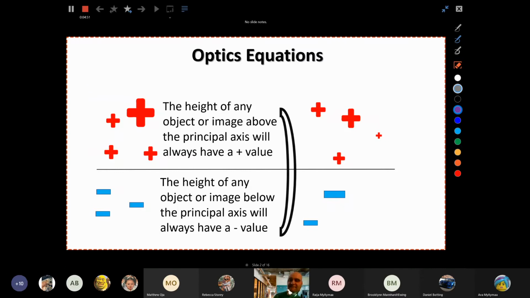Ten more seconds. I don't think technically we could have an image over here, though, could we? I don't think that exists. Okay, let's see. The height of plus value and minus value. Makes sense? Points up, it's plus. Points down, negative.